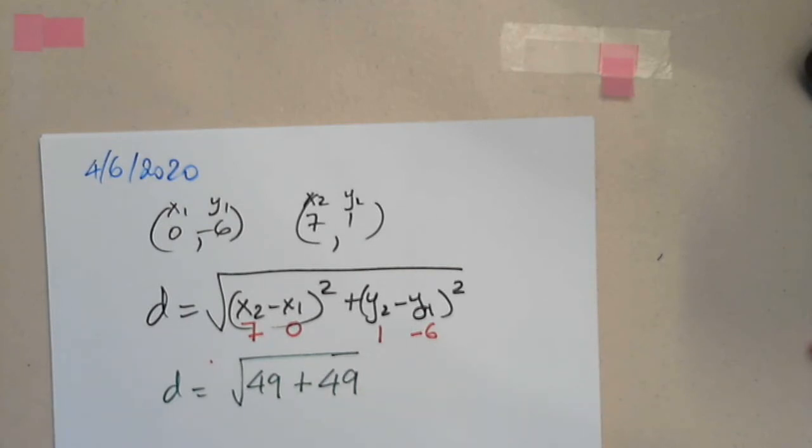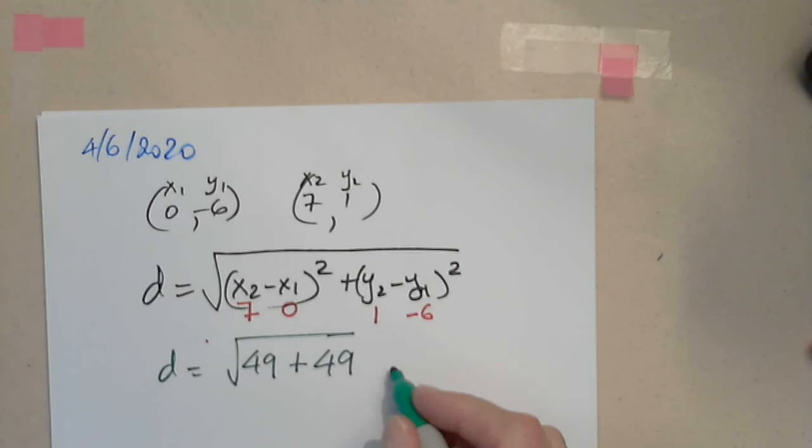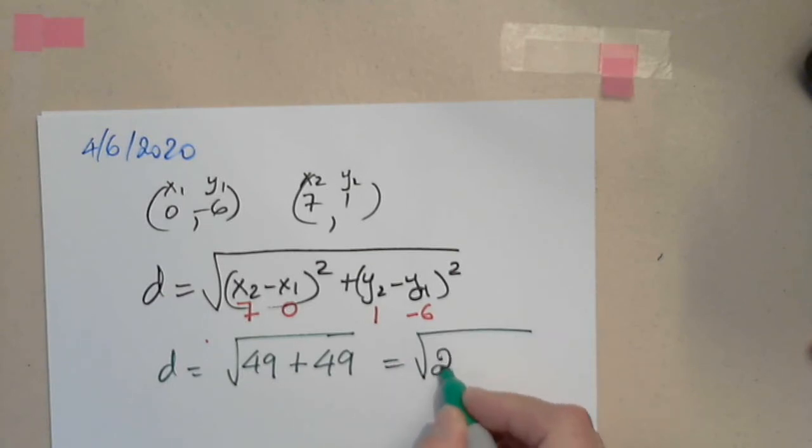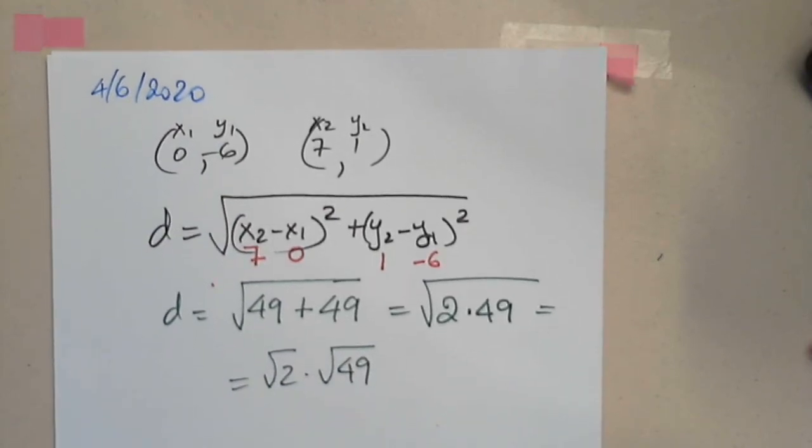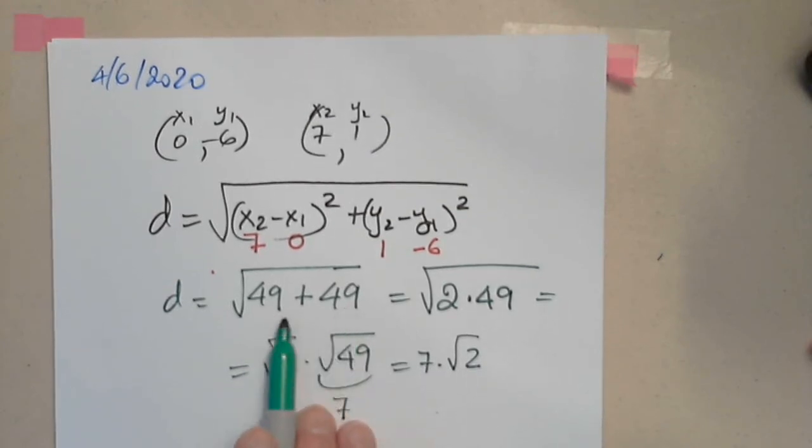In order to simplify this, I will definitely write it like this. You're not going to like this, but I will write it as 2 times 49. It's 49 plus 49. An apple plus an apple is 2 apples. Why would I write it like this? It's because now it's very easy to simplify in case I'm asked to present an exact number. This is 7 times the square root of 2. Now, if I write 49 plus 49, I get 98.